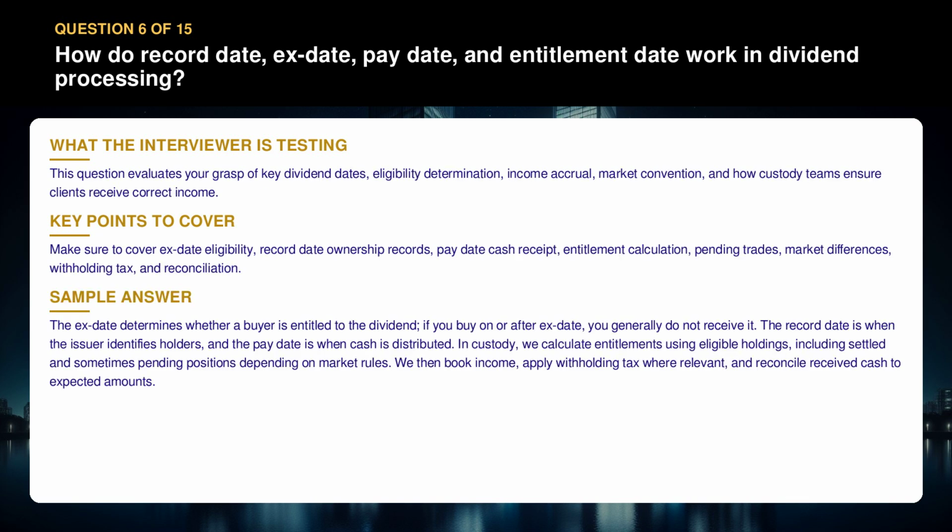The ex-date determines whether a buyer is entitled to the dividend. If you buy on or after ex-date, you generally do not receive it. The record date is when the issuer identifies holders, and the pay date is when cash is distributed. In custody, we calculate entitlements using eligible holdings, including settled and sometimes pending positions depending on market rules. We then book income, apply withholding tax where relevant, and reconcile received cash to expected amounts.